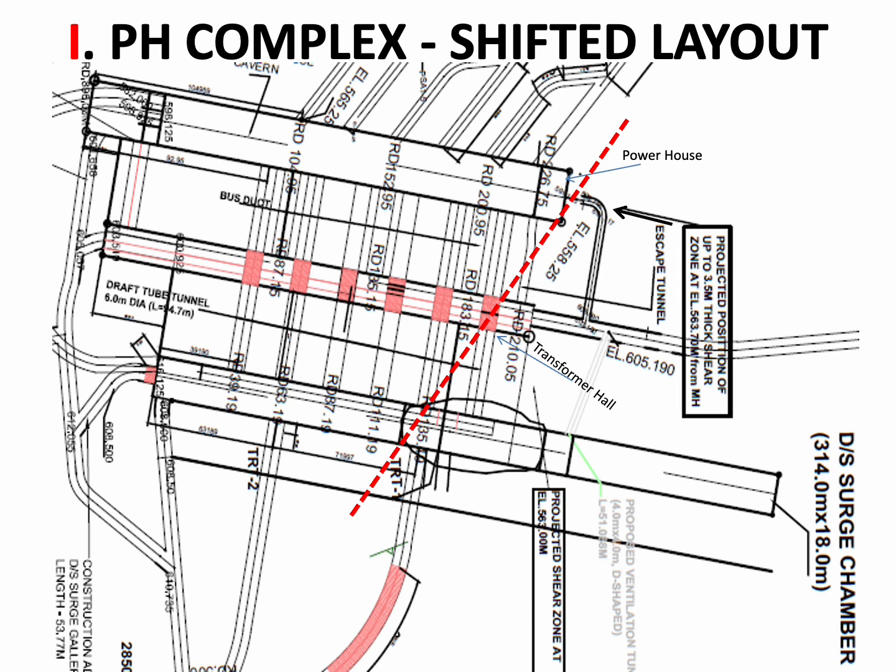So the powerhouse complex with shifted layout is like this: the major shear zone, dipping towards this direction at 45 to 60 degrees, cuts this Downstream Surge Gallery almost at its middle length for its full depth. It cuts the transformer hall very near its gable end, and it merely touches the powerhouse gable end, after these two were shifted by 36 meters and 18 meters towards the south.